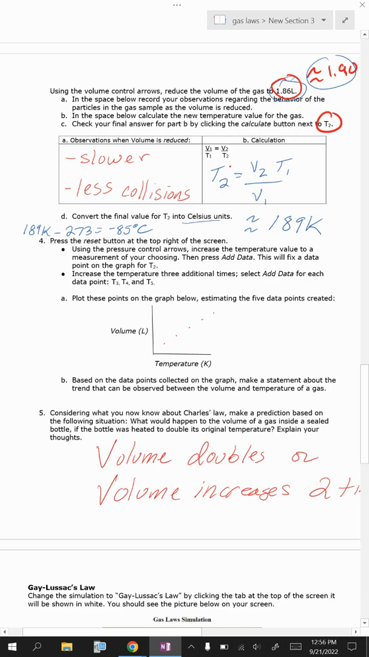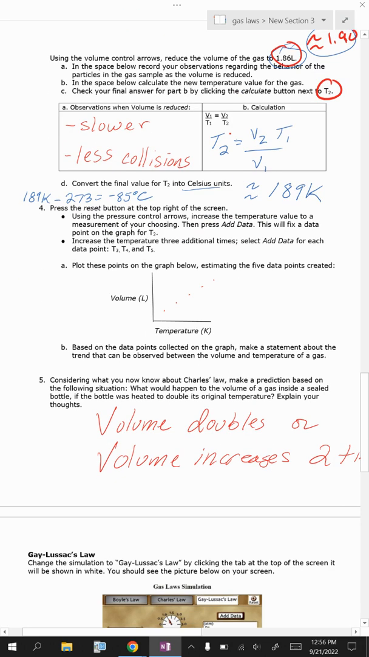Moving right along on the fourth one, we were asked to plot these data points when we increase the temperature 3 additional times. So you had about 5 sets of data. As they went along, every time your temperature went to the right, that's an increase. Every time your volume goes up, that's an increase. So with volume increasing, you also get temperature increasing. If my volume goes up, then my temperature goes up.